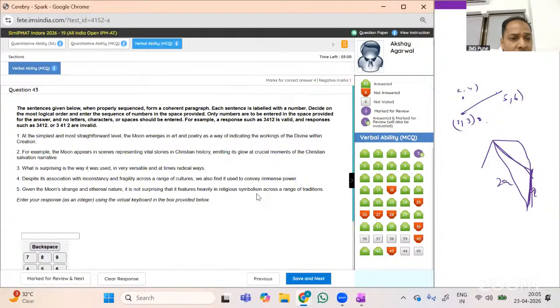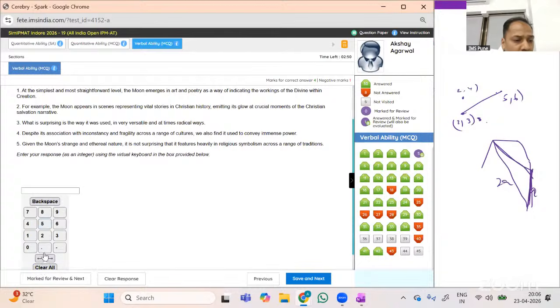At the simplest and most straightforward, the moon emerges in antiquity as a way of indicating workings of the divine within creation. Given the moon's range, so 1, 2, 5, 3, 4. Given the moon's range.